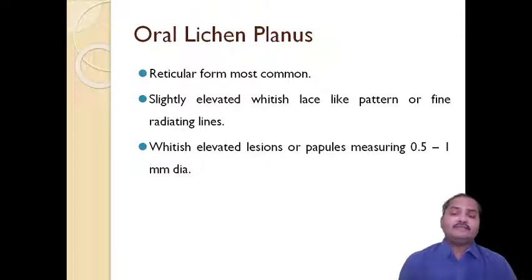Then we can talk something about the reticular form, which is the most common form of oral lichen planus, which has slightly elevated whitish lace-like pattern or fine radiating lines which are present on the lesion. There are whitish elevated lesions or papules measuring 0.5 to 1 millimeter in diameter.